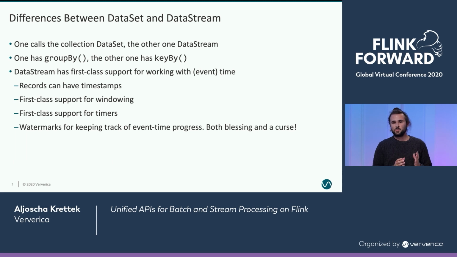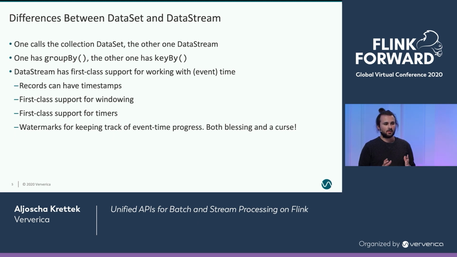What are actually the differences between the DataSet and the DataStream API? So one of them calls the collection that you work with DataSet, the other one calls it DataStream. That's an obvious difference. DataSet has group by, DataStream calls the same thing key by. But other than that, there's a lot of similarities. All of them have map, filter, flat map. They have join and co-group and these kinds of operations.